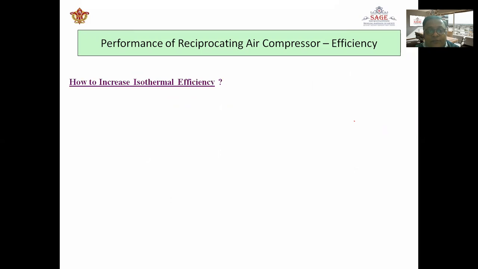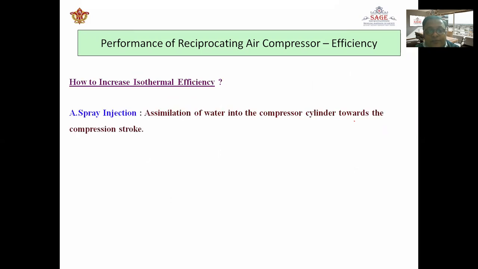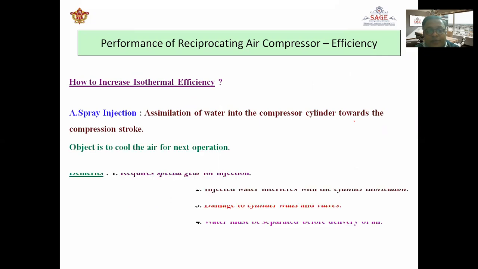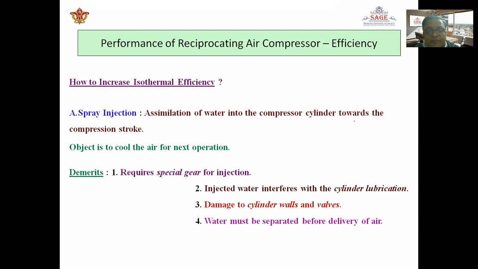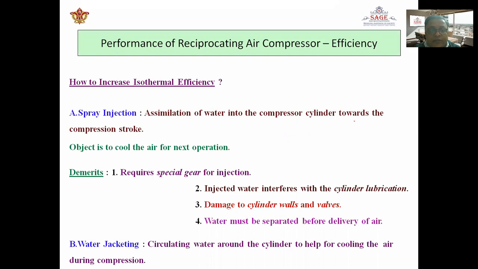How to increase the isothermal efficiency? By spray injection, the air is cooled for the next operation. What are the demerits of this process? Spray injection requires special gear for the injection. Injected water interferes with the cylinder lubrication. Third, there is damage to the cylinder walls and the inlet and exhaust valves. Water must be separated before the delivery of the air. These are the drawbacks of injecting water into the engine cylinder.